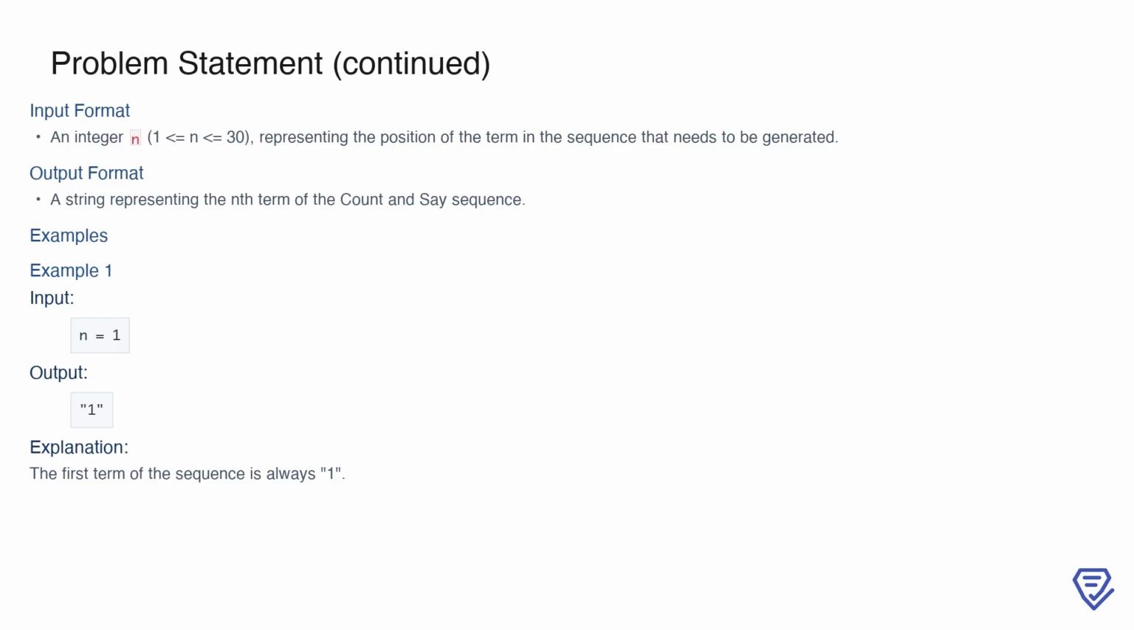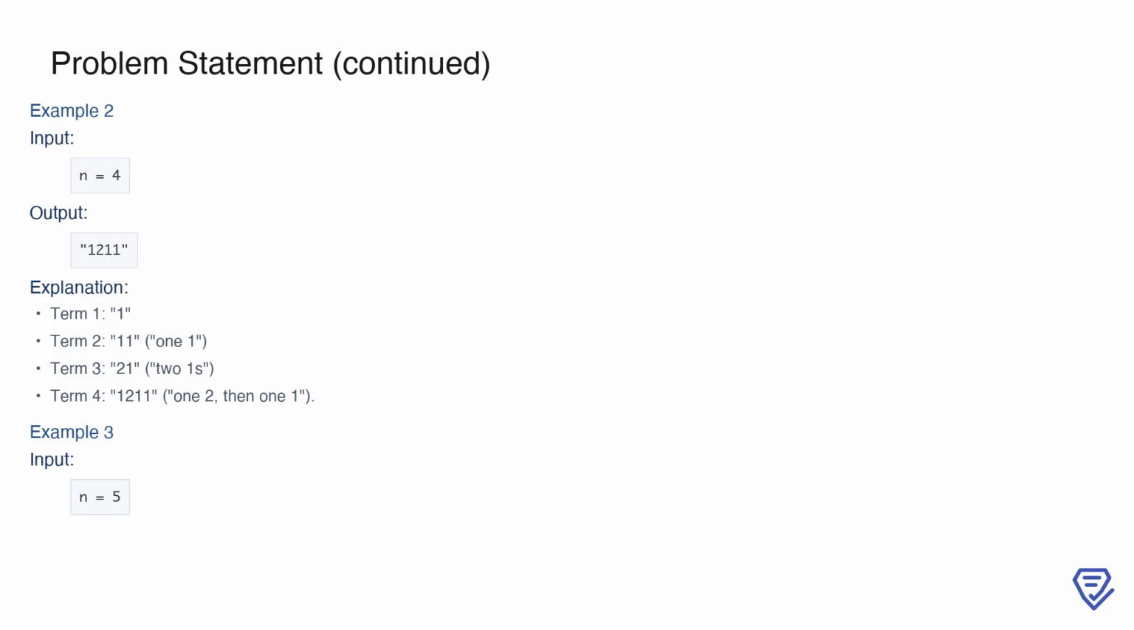For example, if n equals 1, the output will be 1, since the first term in the sequence is always 1. This simple example highlights the base case in the sequence. The function must be able to handle inputs within the specified range efficiently. To understand the sequence further, let's look at another example.